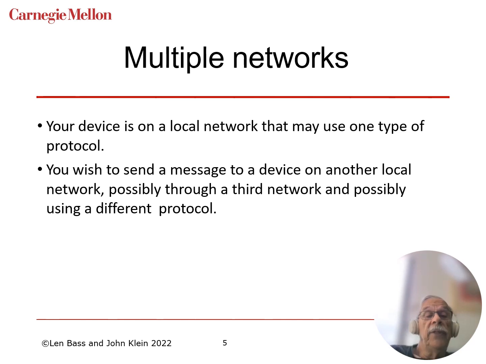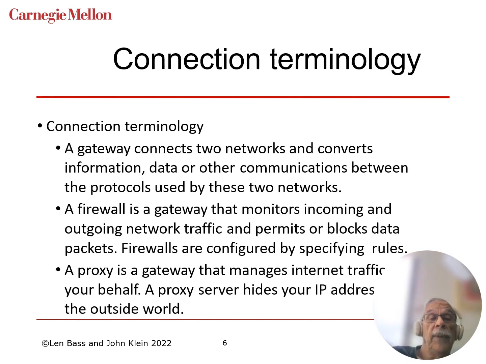So in general, your device is on a local network and it may use one type of protocol, and you want to send a message to a device on another local network, possibly through a third network. Okay, so how does this work? Well, there's a gateway. A gateway connects two networks and converts the data and other communications between the protocols used by these two networks. So it's got to know the protocols.